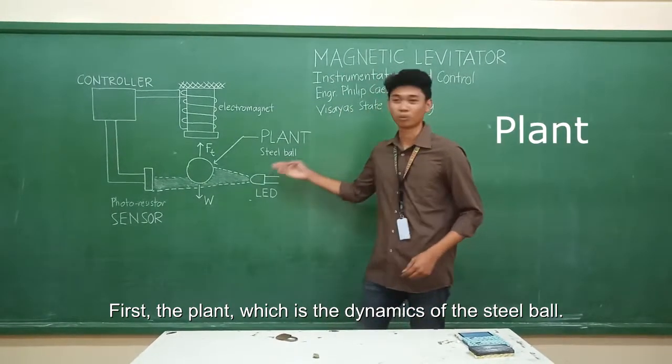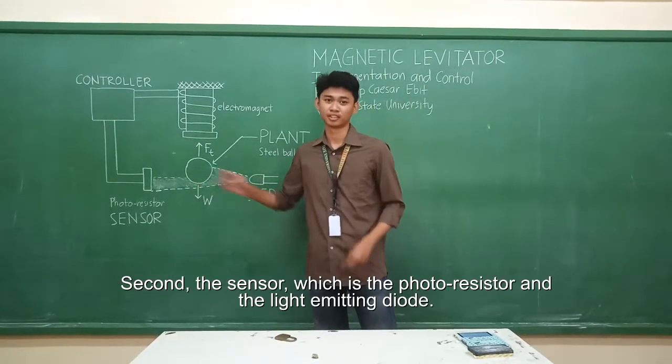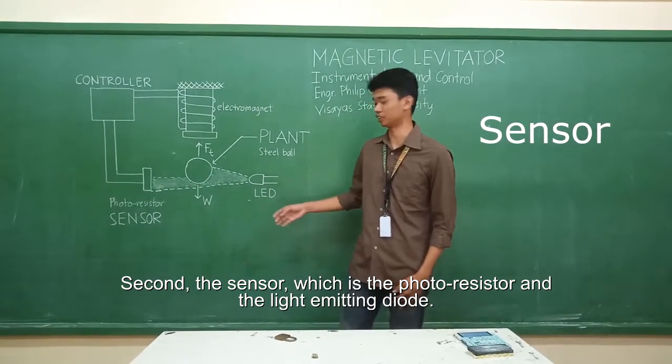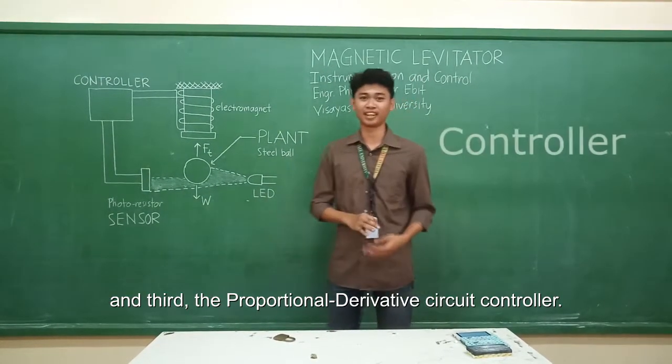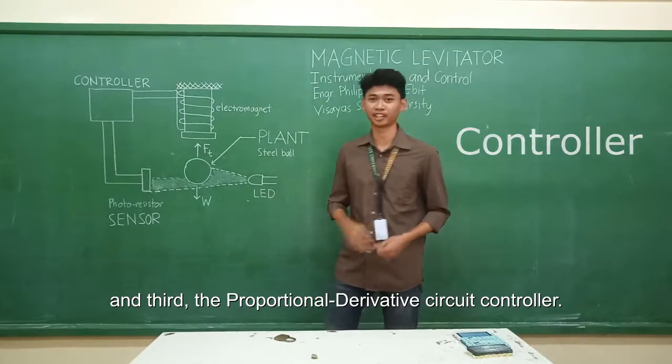First, the plant, which is the dynamics of the steel ball. Second, the sensor, which is the photoresistor and the light emitting diode. And third, the proportional derivative circuit controller.